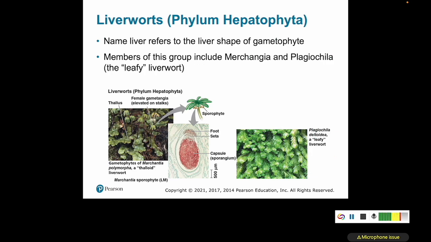Liverworts, or phylum Hepatophyta, hepato meaning liver. This name, liver, refers to its shape. It's shaped like a liver, like a human liver. Members of this group include Marchantia and Plagiochila, or the leafy liverworts. Here you can see them.